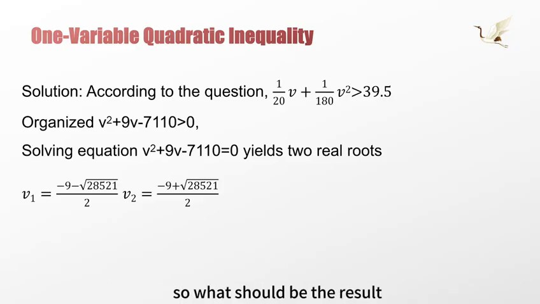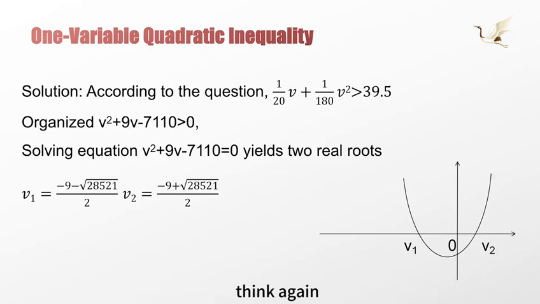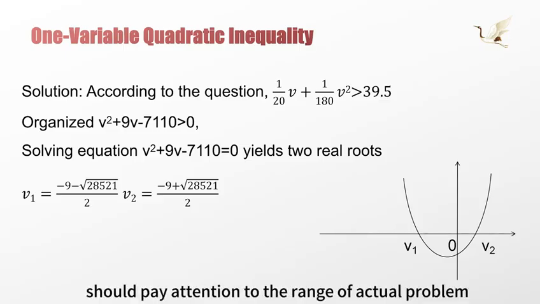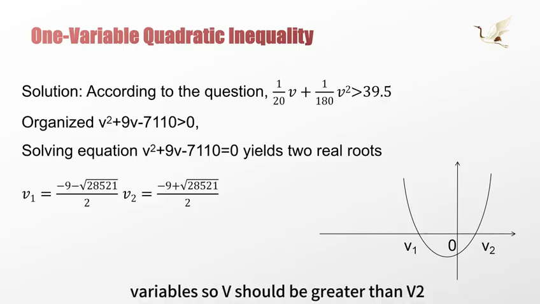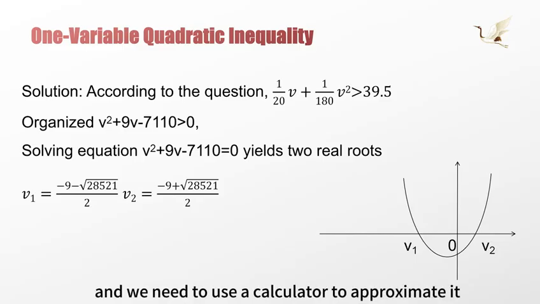So what should be the result? Someone said, isn't that v less than v1 or v greater than v2? Think again. v should be greater than 0. Everyone should pay attention to the range of actual problem variables, so v should be greater than v2. v2 is an irrational number, and we need to use a calculator to approximate it.